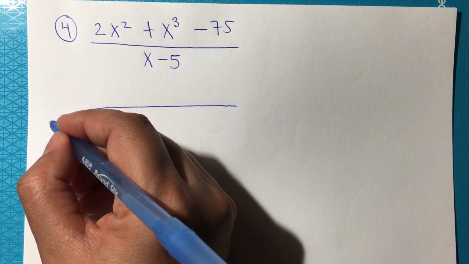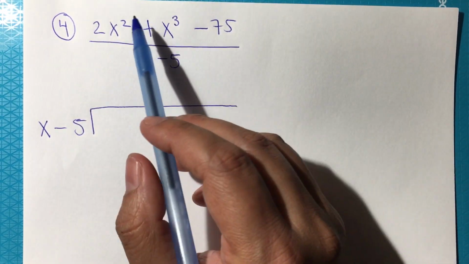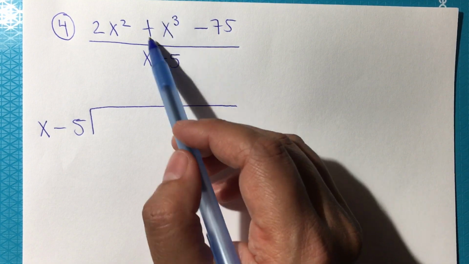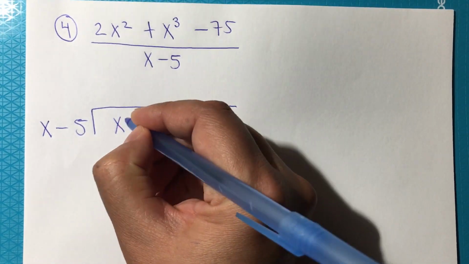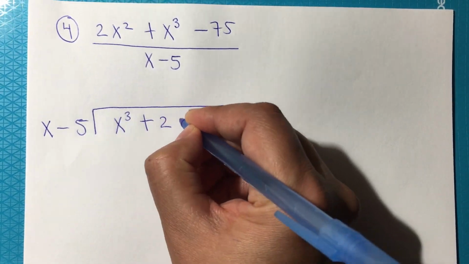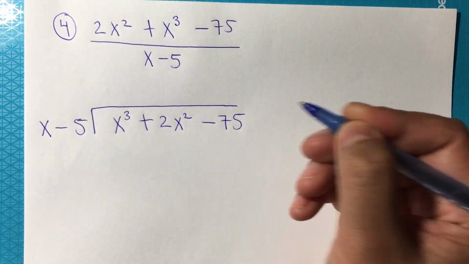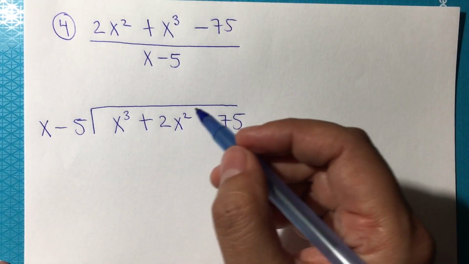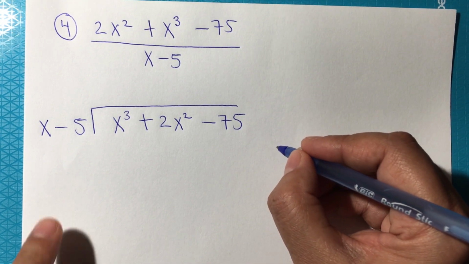And so x minus 5 goes out here. But now I want you to check because this is out of order. We need it in descending order. So we are going to put the x cubed first, then plus 2x squared, and finally minus 75. And so I start dividing. I didn't leave myself some space, so that's okay.